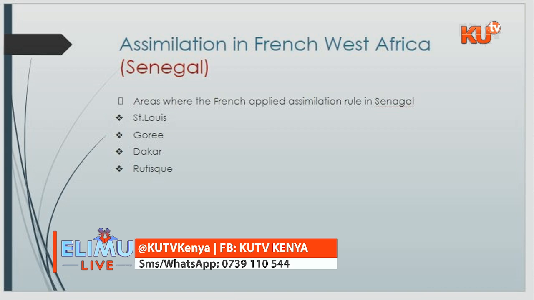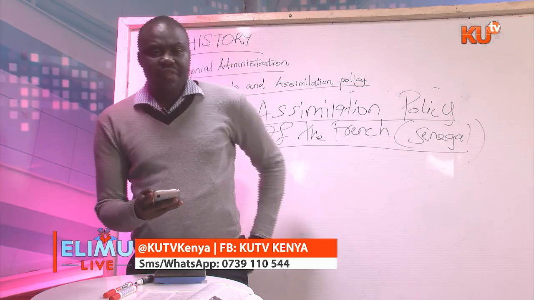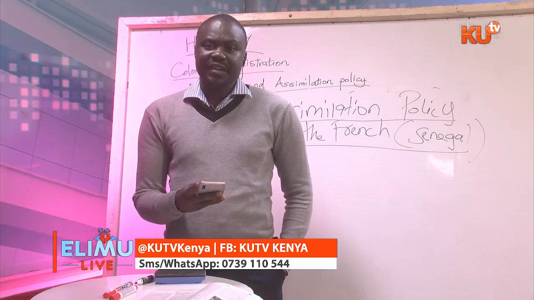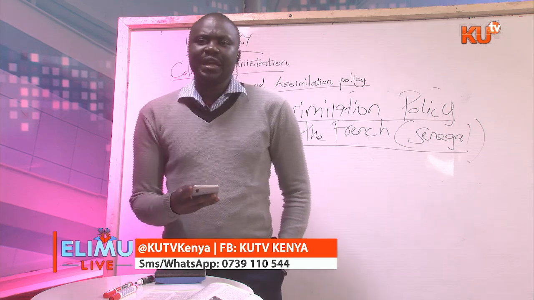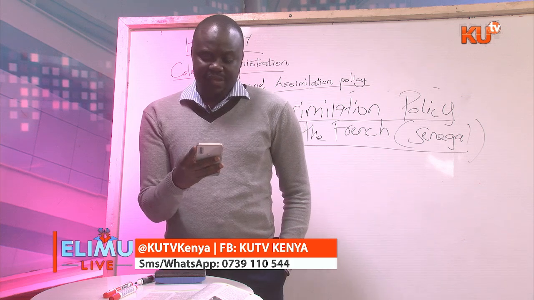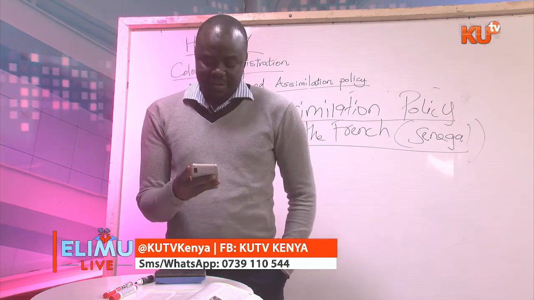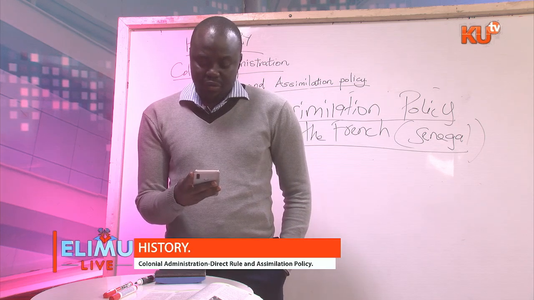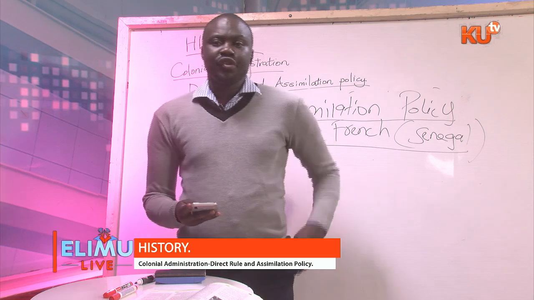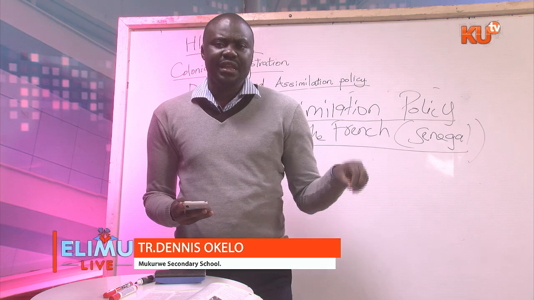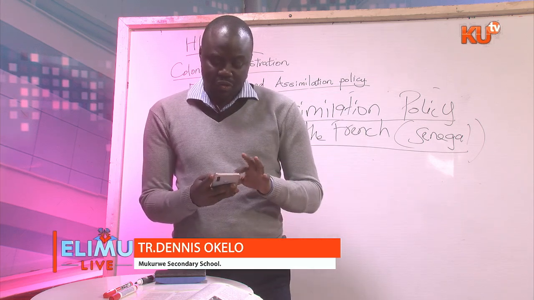Now, why did the French use assimilation in Senegal? Number one, the Senegalese had a long history of contact with the French before colonization. Because of the transatlantic trade that you are taught in Form 2, French traders from Europe had already interacted with the Senegalese. Again, the French felt that their culture was superior to the African, as explained earlier. Then the people of the West African coast were increasingly becoming urbanized. Because of the transatlantic trade, the people of West Africa wanted to stay in the urban centers, particularly those next to the Atlantic Ocean, at the coast.